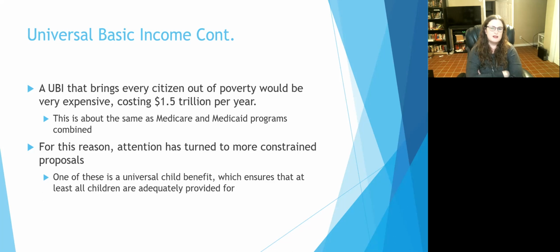So a UBI that would bring every citizen out of poverty. If we replicated what happened in Alaska and did it throughout the entire United States, it would be extremely expensive, right? It would cost about $1.5 trillion. That's the same as Medicare and Medicaid combined. $1.5 trillion, which actually doesn't sound like that much right now because when COVID happened, the Federal Reserve put a $1.5 trillion infusion of money into the money supply to be able to prop up the stock market from falling.